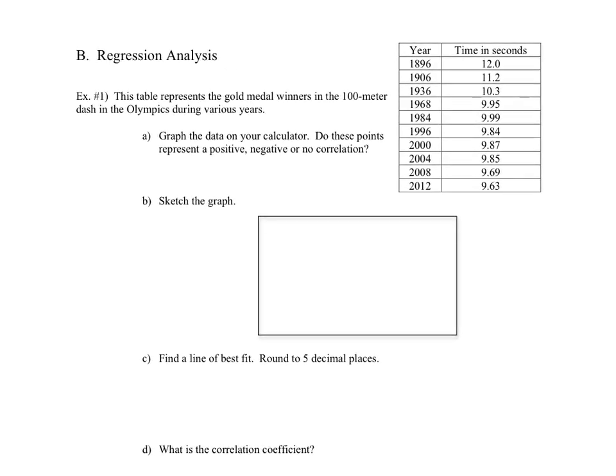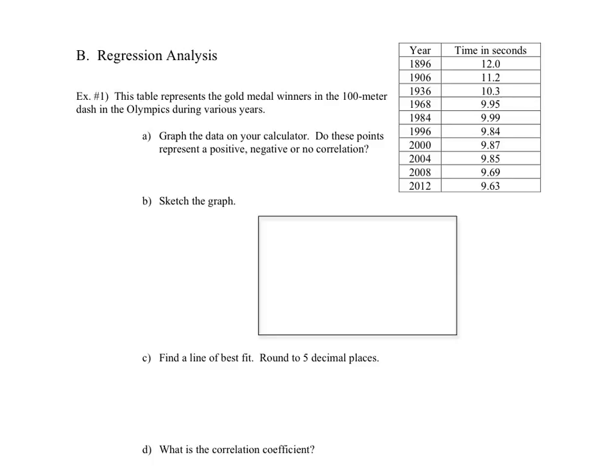All right, here we go. This table represents the gold medal winners in the 100-meter dash. That's a race, right? Usain Bolt's on there in the Olympics during various years. Graph the data on your calculator. Do these points represent a positive, negative, or no correlation?